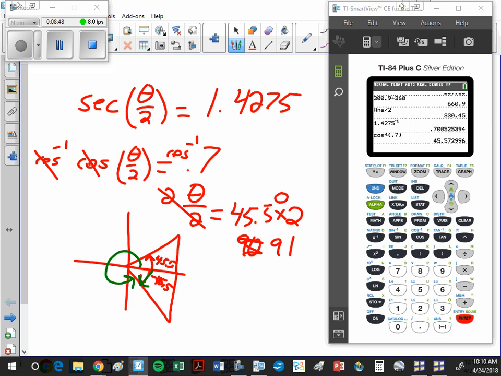So it would be 360 minus 45.5. If I double that, no, it's 360 minus, so we'll double it in a second. 45.5. That's the angle. Times that by 2, it's not in the domain, so this is our only answer. Okay?